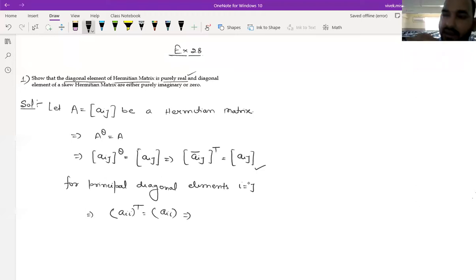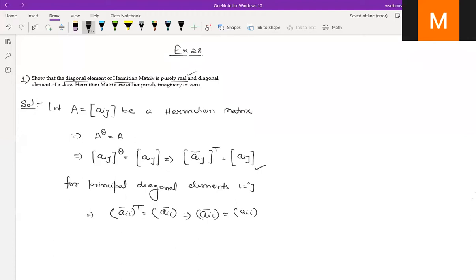Now, one more thing I discussed when I introduced transpose: the diagonal elements do not change in the transpose; they remain the same. Diagonal elements stay fixed when we take the transpose. So Aii will be equal to Aii, with the conjugate there. Aii conjugate is equal to Aii.